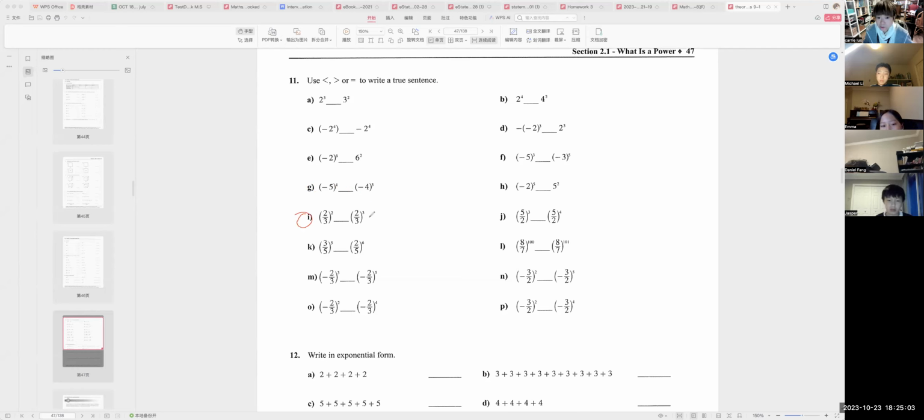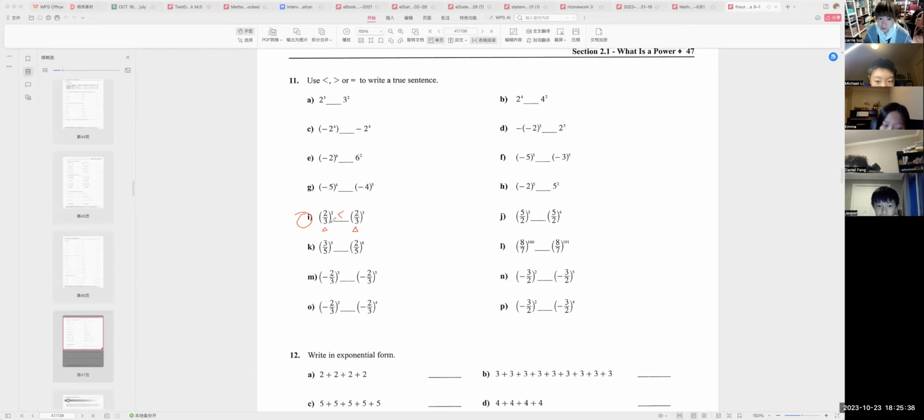Emma, 2 over 3 squared and 2 over 3 cubed, which one is bigger? 2 over 3 cubed, because when the bases are the same and both are positive, the bigger the power, the bigger the number. Isn't that true? Okay, Emma said 2 over 3 squared is smaller than 2 over 3 cubed. Is that your answer, Emma? Okay, let's take a look at this one.